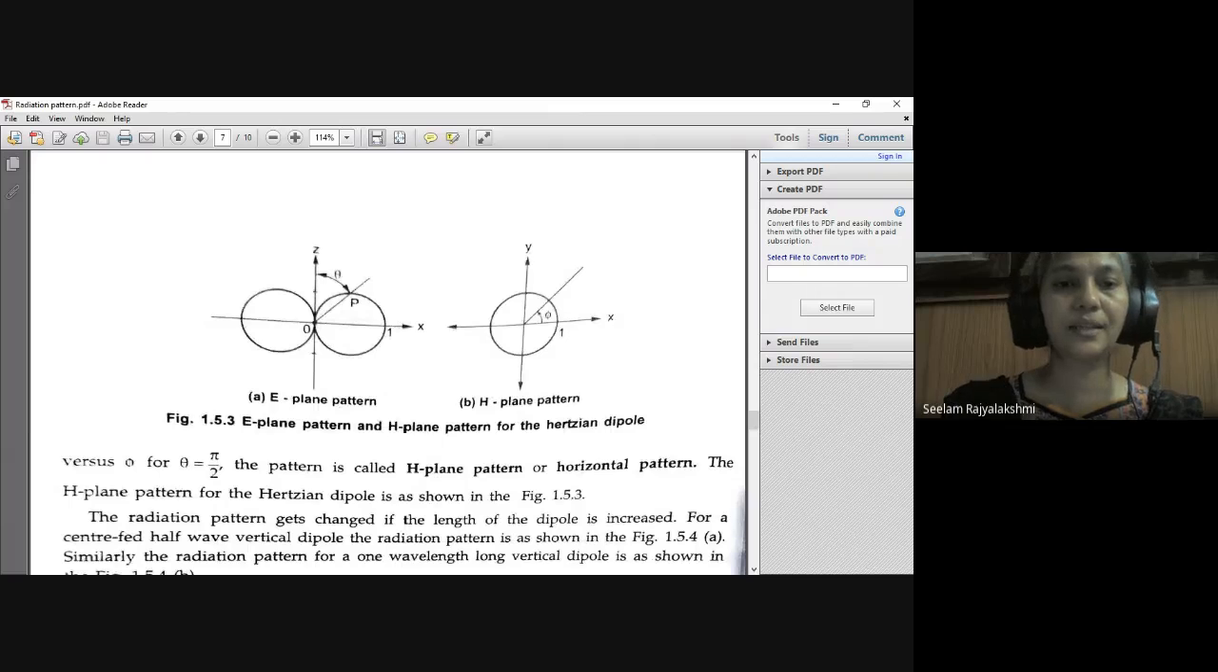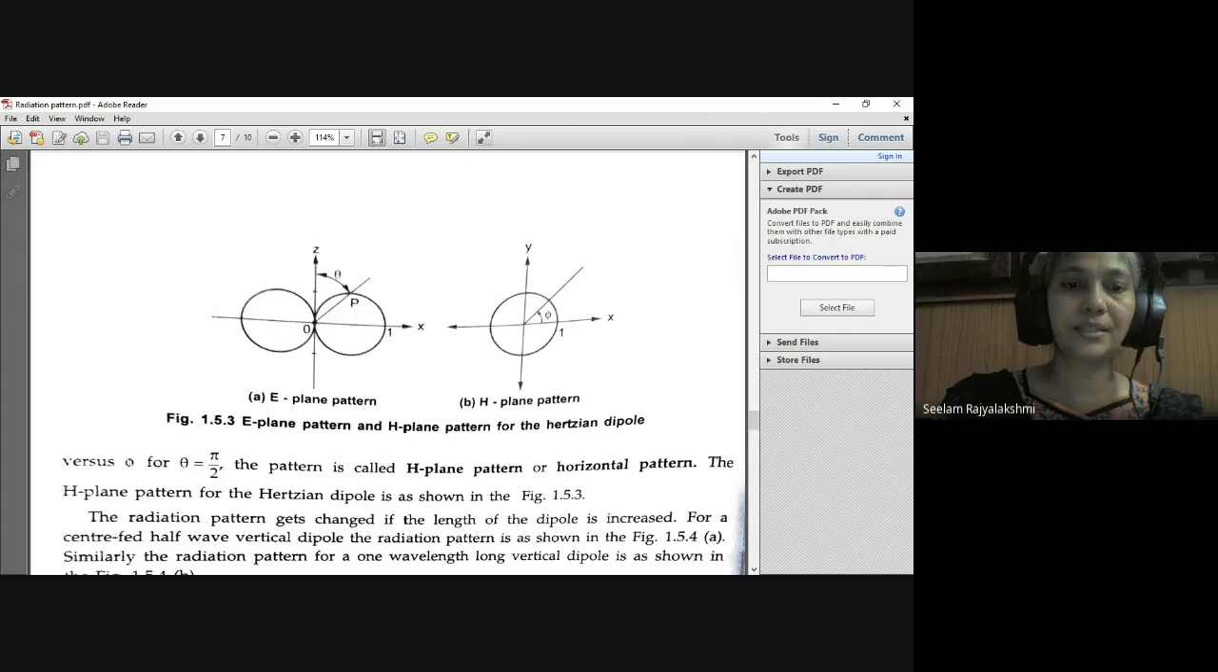Here this is the E plane pattern, and this is the H plane pattern. In the E plane, phi is constant and theta is varying. In the other pattern, theta equals pi by 2, which is constant, and phi is varying. This is the horizontal plane, or H plane, and the other is the E plane, or vertical plane.